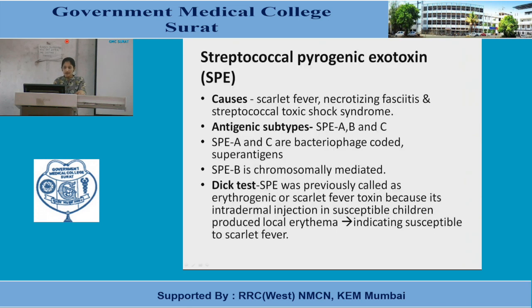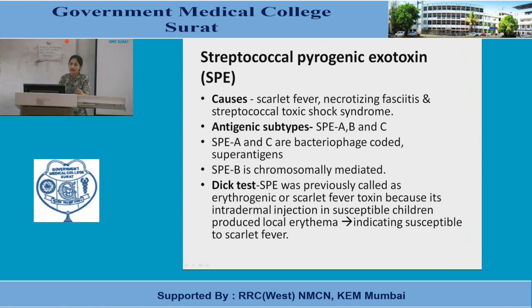Now this is the streptococcal pyrogenic exotoxin. One we have seen is streptolysin, the hemolysin. This is another virulence factor and toxin produced by the streptococci. It causes scarlet fever, necrotizing fasciitis, and streptococcal toxic shock syndrome. The antigenic subtypes responsible are SPE A, B and C. SPE A and C are bacteriophage coded and are known as superantigens.